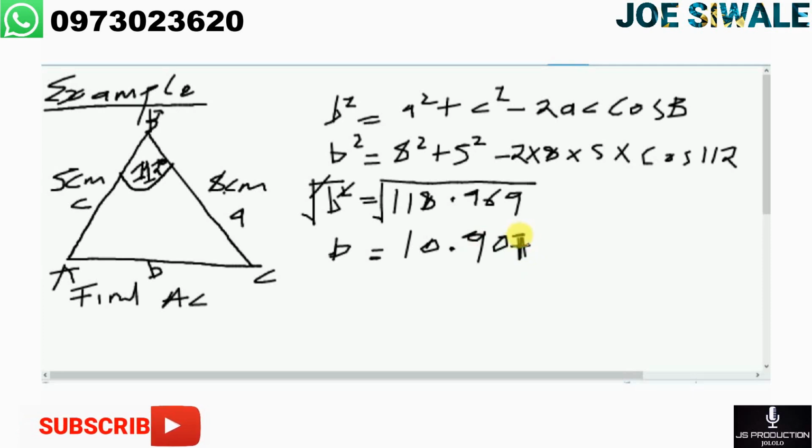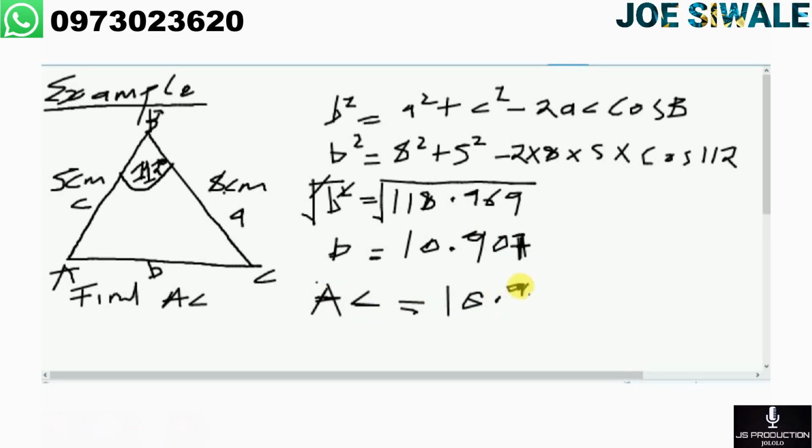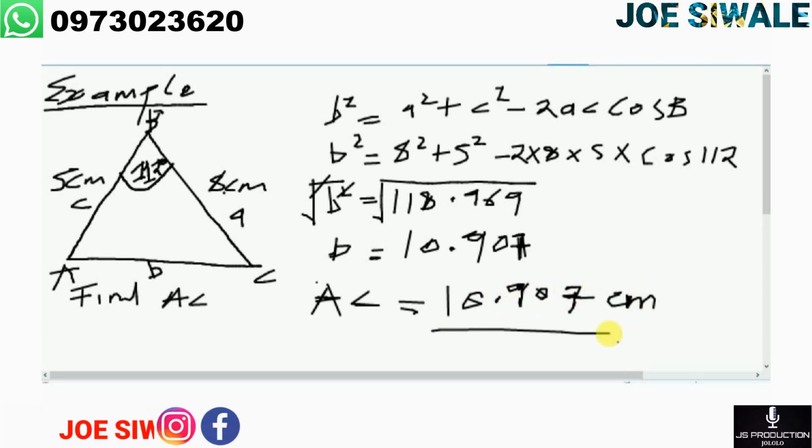So I can say here my length AC is equal to 10.907 centimeters. So this is the length of AC using the cosine rule, and remember that we had two sides and an angle, and we were supposed to calculate this length here.